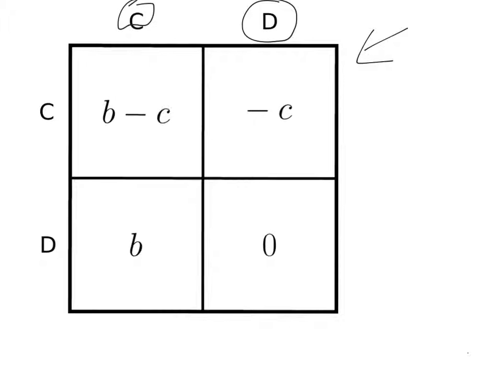If both players select C, the payoff will be B minus C. If player 1 selects D while player 2 selects C, their payoff will be minus C. If player 1 selects C while player 2 selects D, their payoff will be B. And if both players select D, their payoff will even out and be 0. This will make more sense on the next slide.